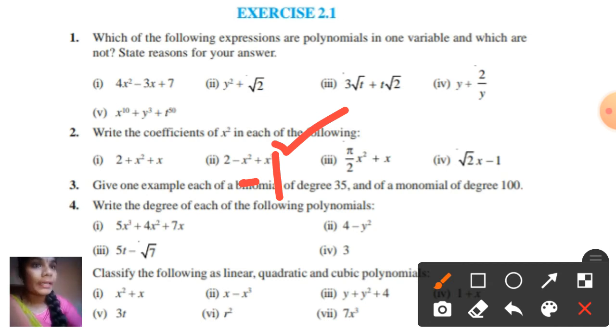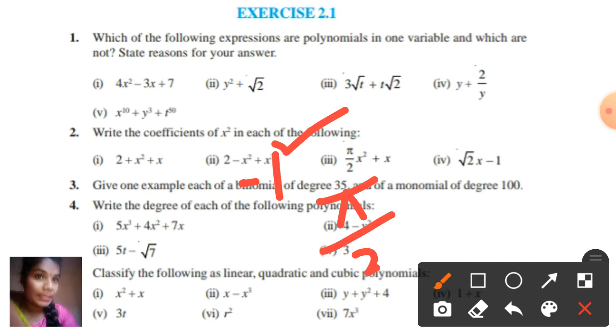Okay, and next our third question, pi by 2 x square plus x. Here x square has pi by 2 in front of it, that means on the left side of it. Whatever you see on the left side of the variable, that itself is its coefficient. Simply put, the number or value on the left side of a variable can be called the coefficient.